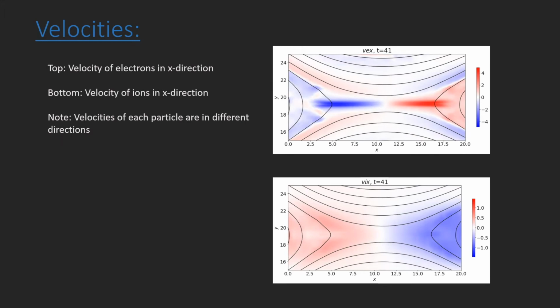Also, the ions are much more massive than electrons. In real life, they have an ion to electron mass ratio of about 2000 to 1. But in our simulation, we only had about 25 to 1 to make the electron gyro motion effects appear faster.